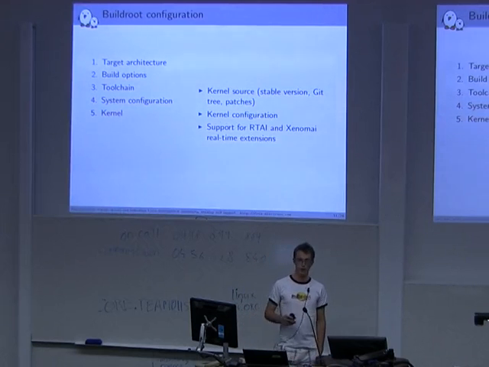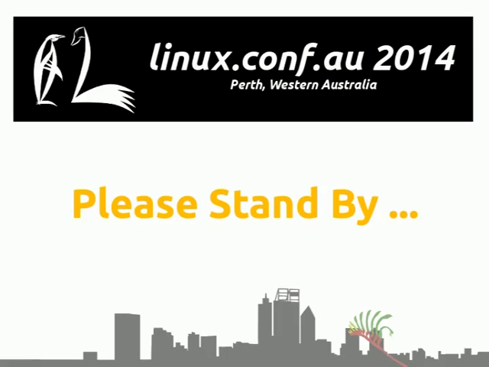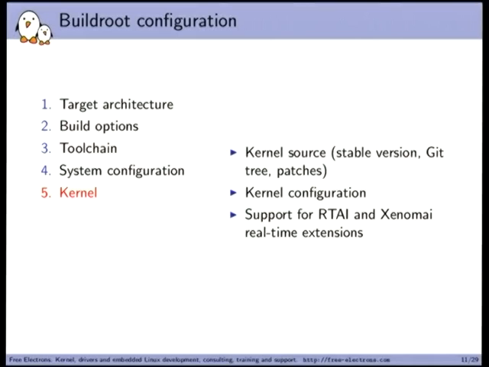Then you can define which kernel should be built, like which version, whether it comes from a Git repository or whether there are patches, which configuration should be applied, so it can be given as a file or as a defconfig. And we have support for the two, probably most popular real-time extensions like RTAI and Xenomai, so it can be integrated easily in Buildroot as well.